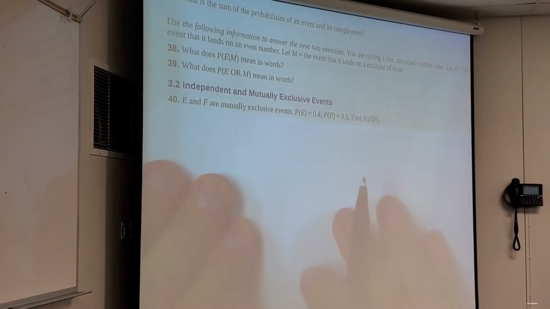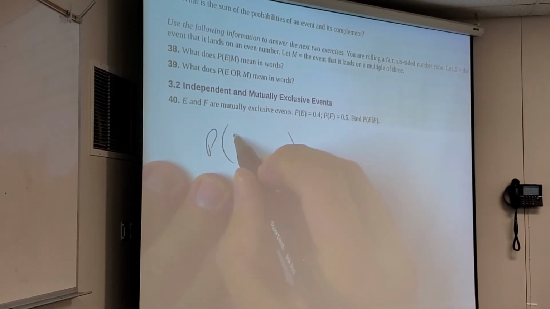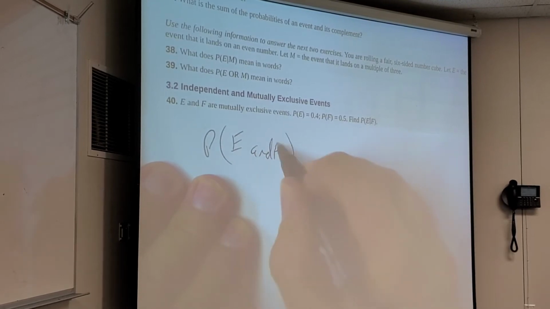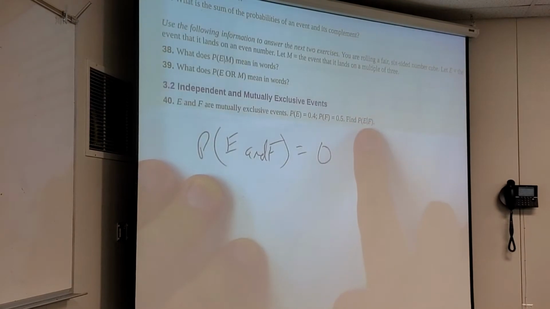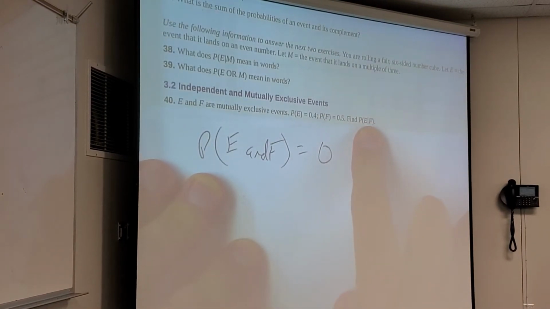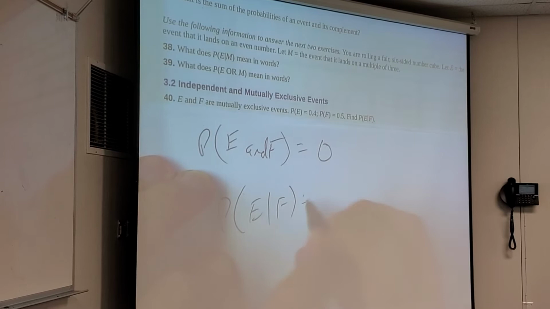E and F are mutually exclusive. What does that mean? The probability of E and F is 0. And what is the formula for this, the probability of E given F? You can look it up.